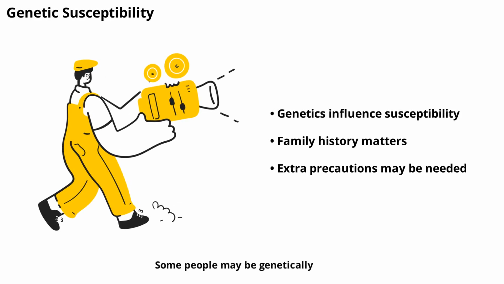Some people may be genetically predisposed to frequent strep throat infections. Family history and genetic factors can influence how the immune system responds to the bacteria. If strep throat is common in your family, be extra vigilant about prevention.